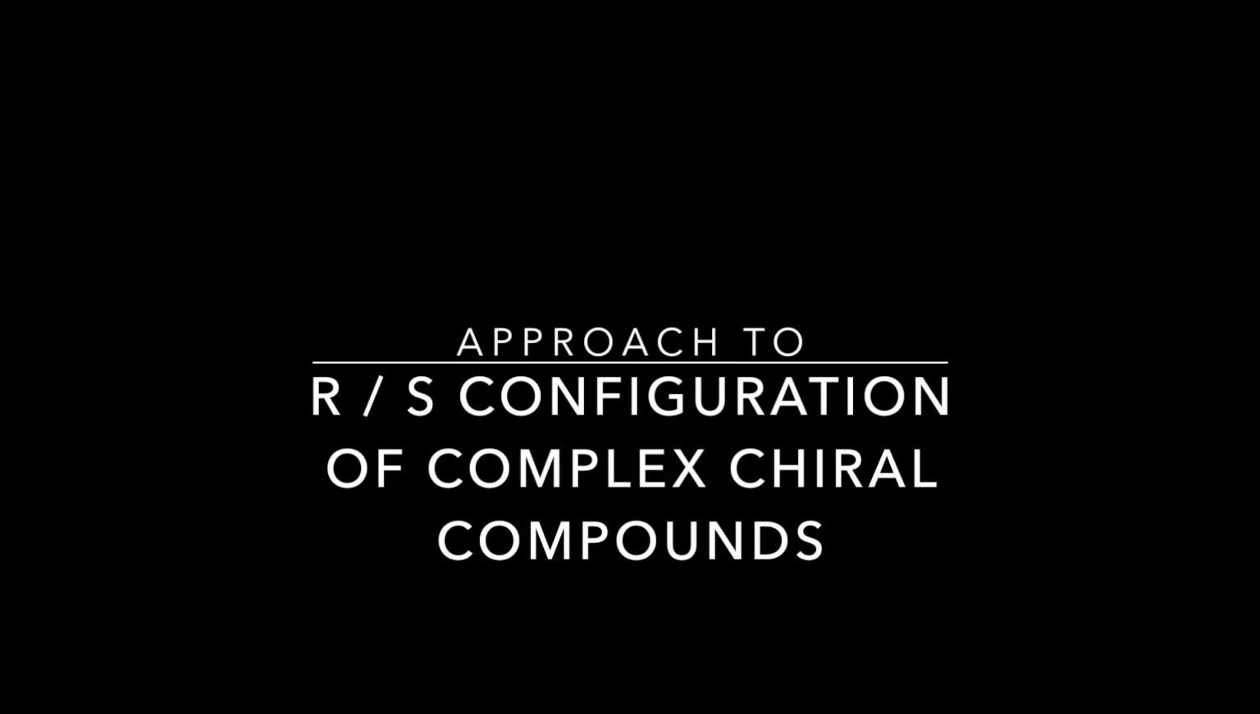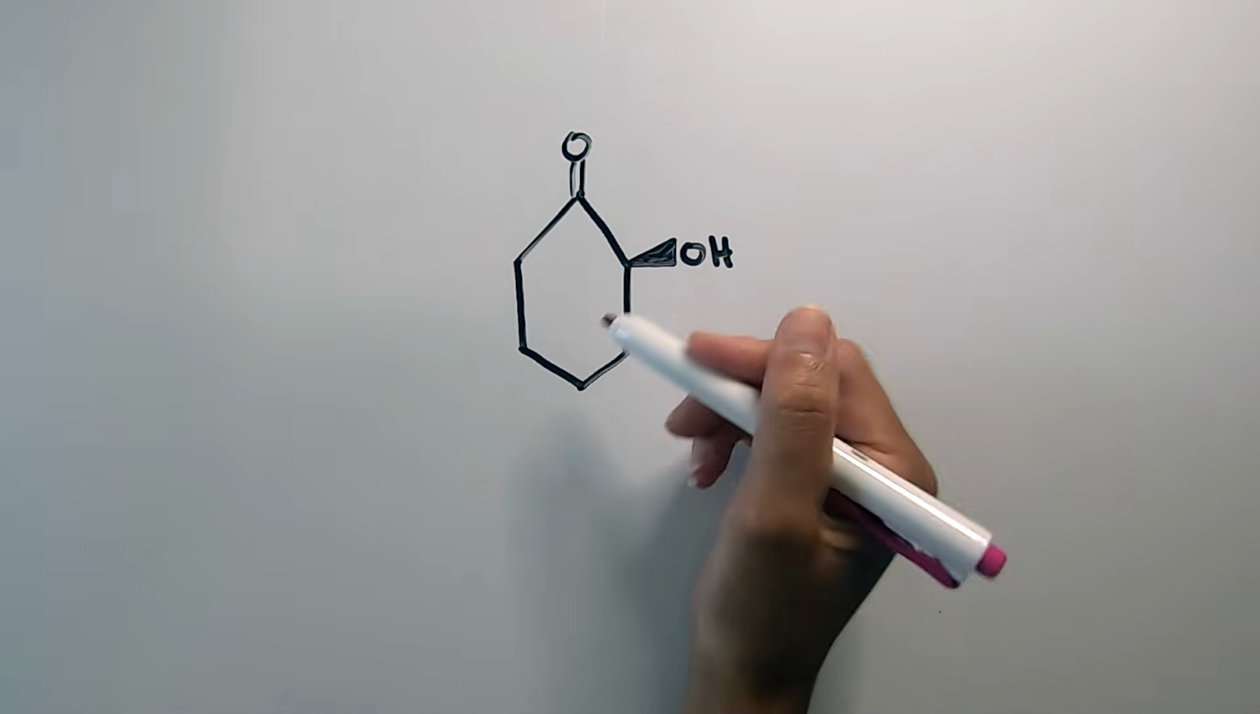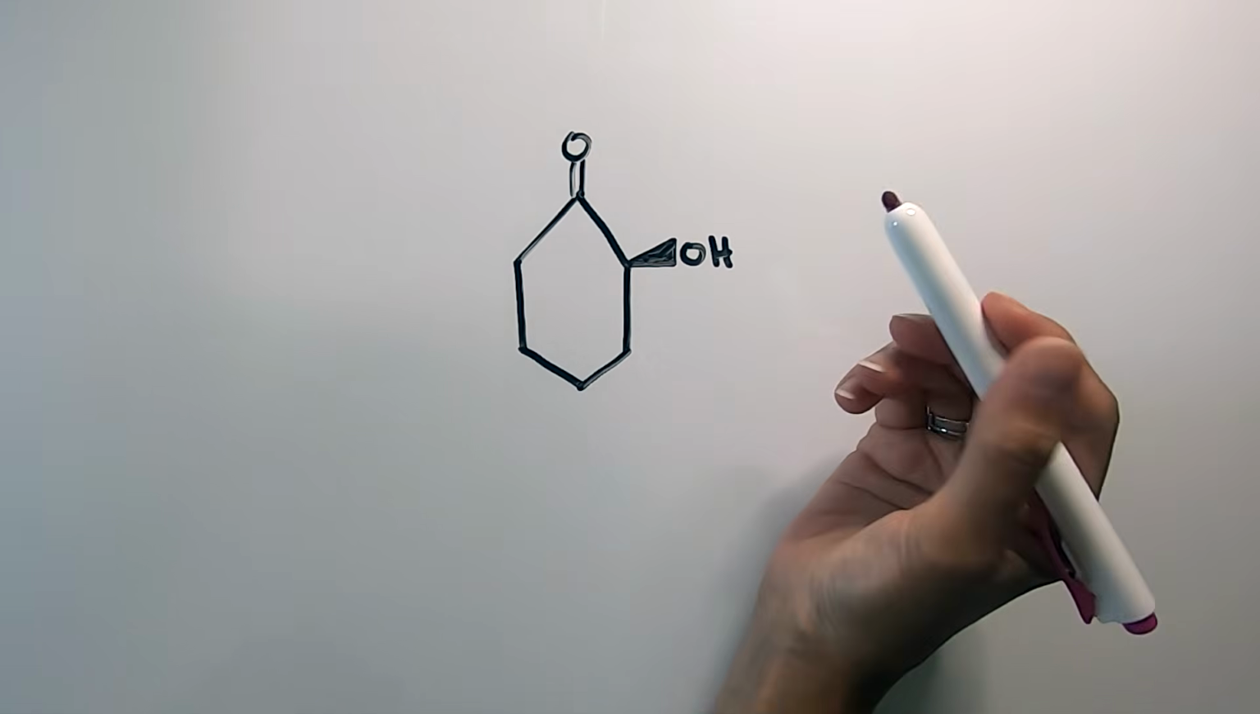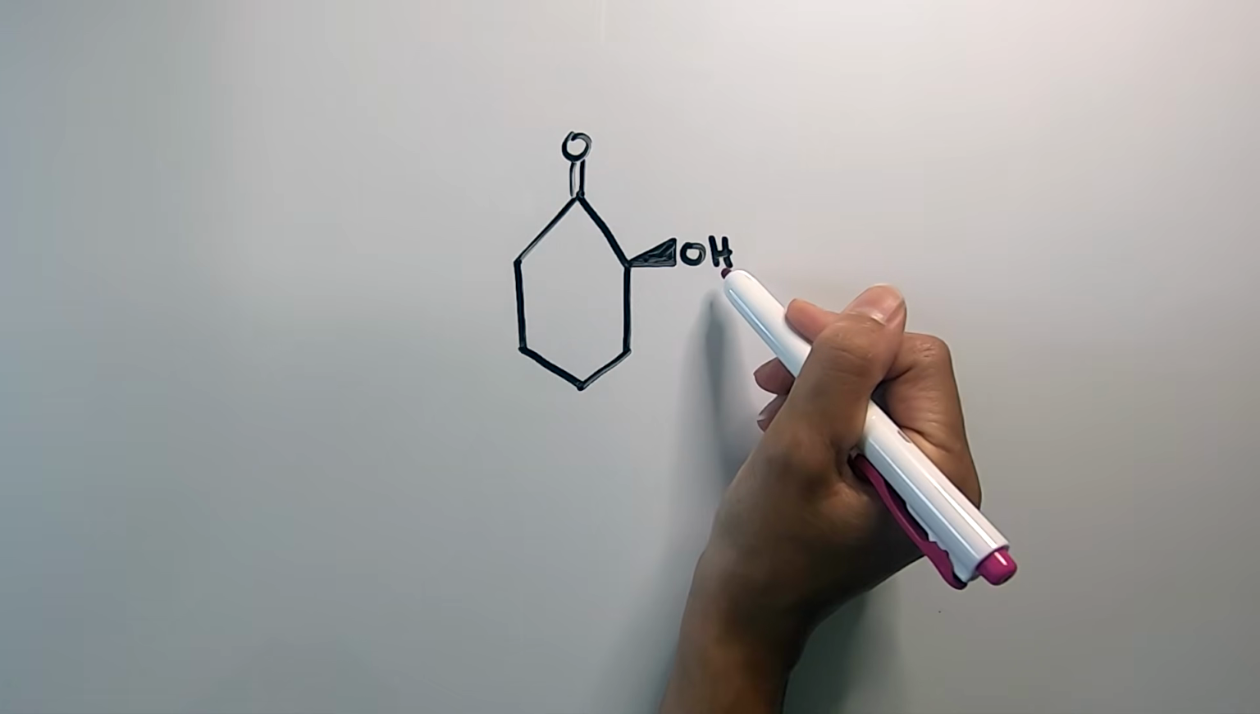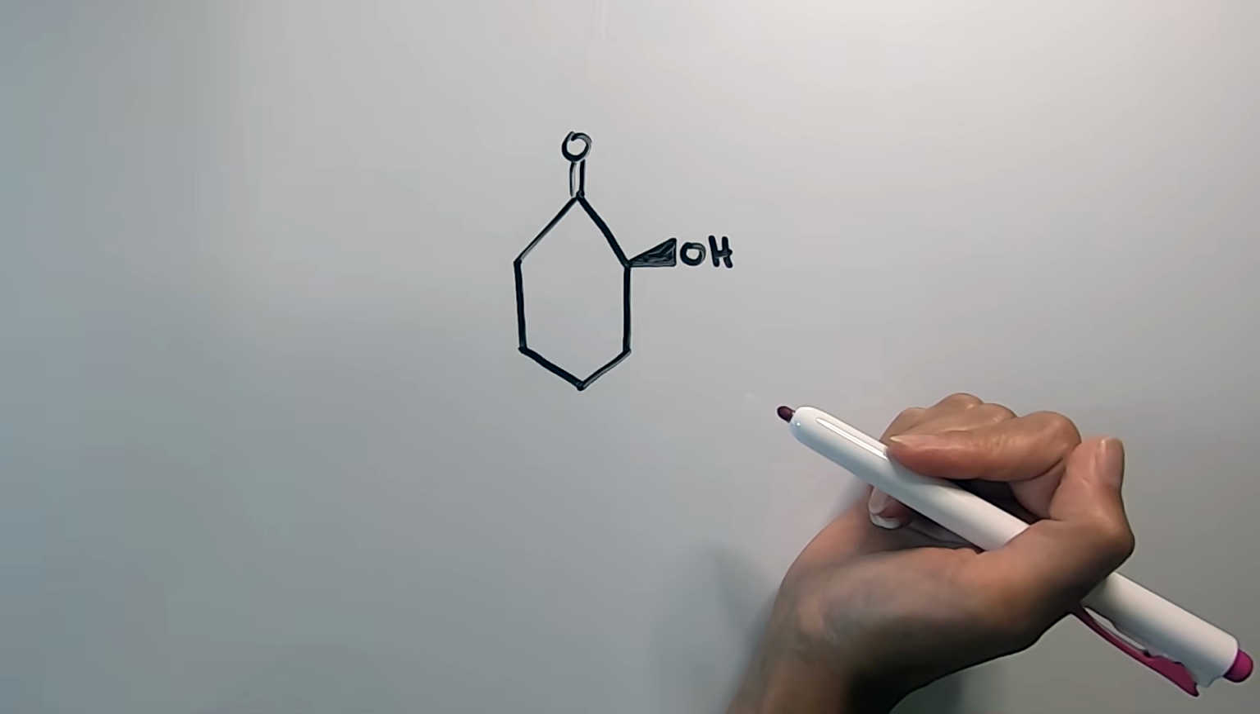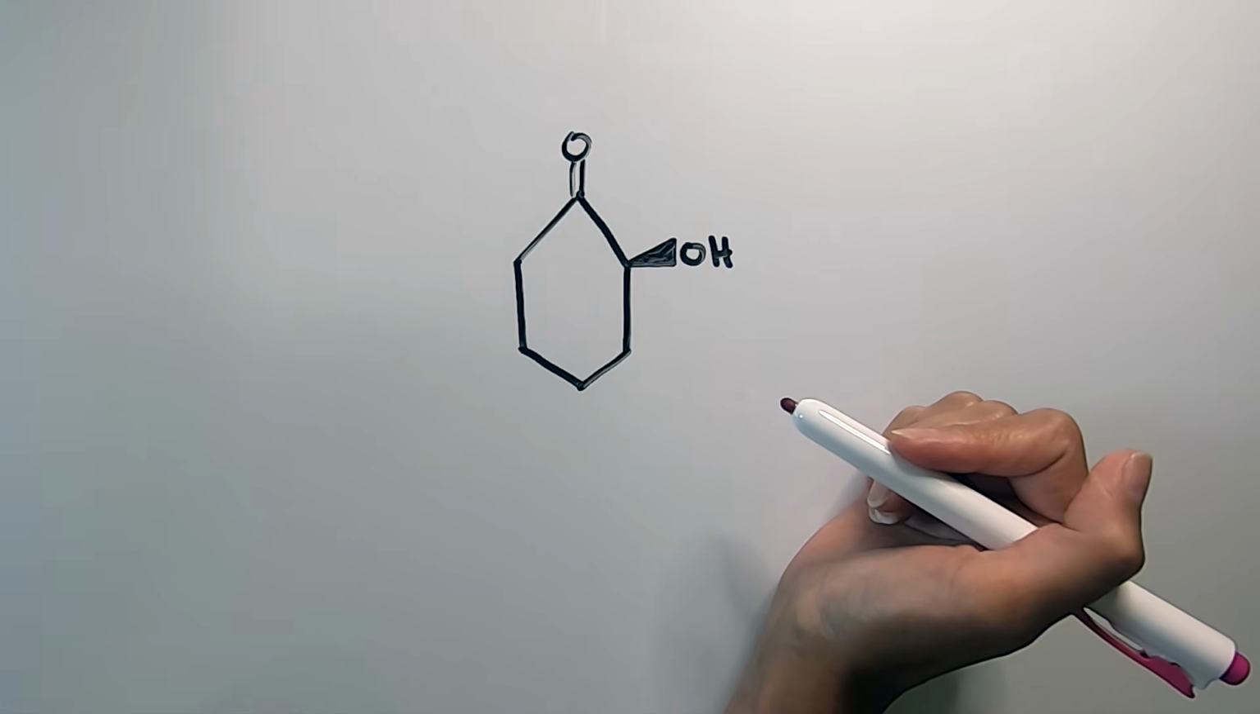Determining RS configuration of chiral compounds does not have to be difficult. You don't have to rotate the molecule or do any awkward hand gestures. Let me show you. So let's say I have a molecule that looks something like this, a cyclohexane ring with a wedged out hydroxide group and a ketone up here. So how do I determine RS configuration?